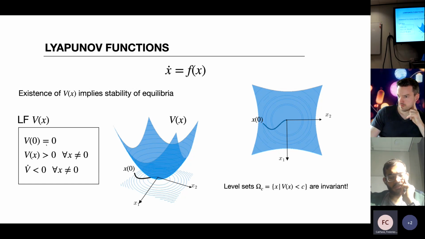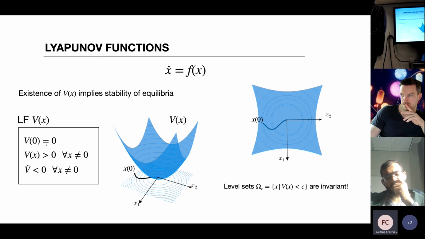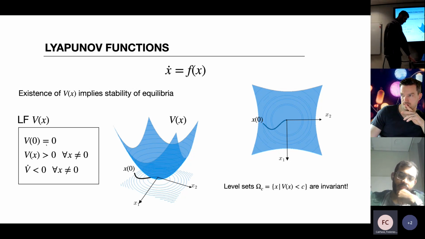Of course, one equilibrium is an invariant by definition, because otherwise it wouldn't be an equilibrium. The equilibrium is such that I start my system there, I stay there. But in the same way, I can have invariant sets. And this will be crucial in the understanding of control barrier functions. Is this clear?